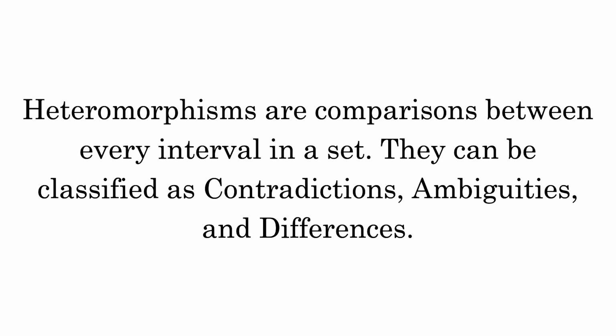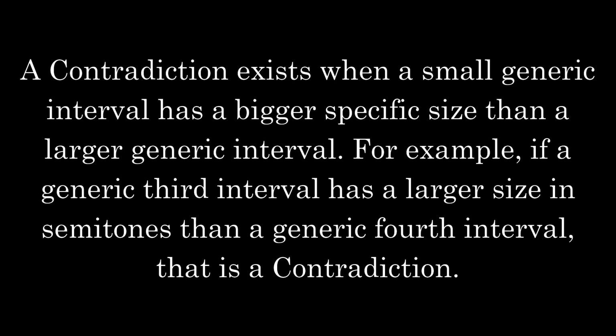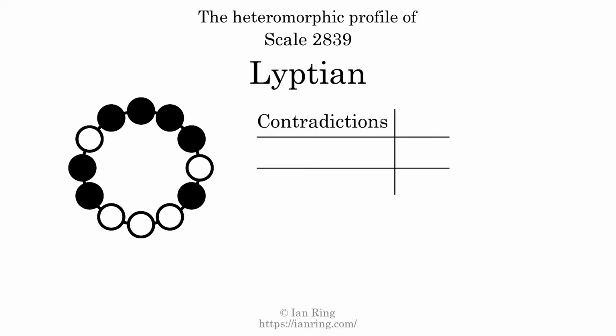Heteromorphisms are comparisons between every interval in a set. They can be classified as contradictions, ambiguities, and differences. A contradiction exists when a small generic interval has a bigger specific size than a larger generic interval. For example, if a generic third interval has a larger size in semitones than a generic fourth interval, that is a contradiction. The number of contradictions in this scale is 43.